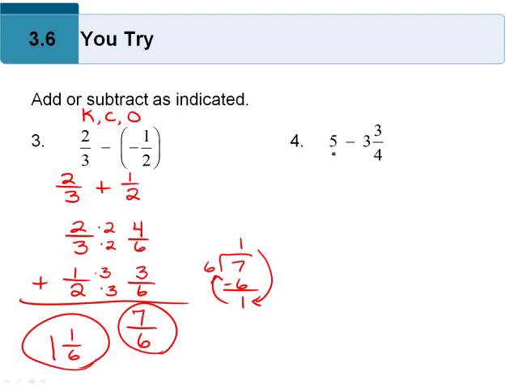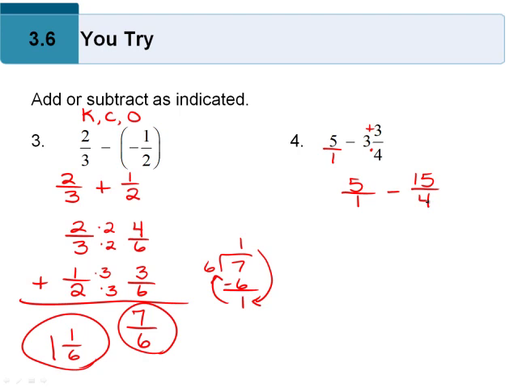So what you're going to do is, first of all, you're going to put 5 over 1, and then we're going to change 3 3/4 to an improper fraction. So I have 5 over 1, okay, and it's going to be minus 3 3/4. So 3 times 4 is 12, plus 3 would be 15 over 4.